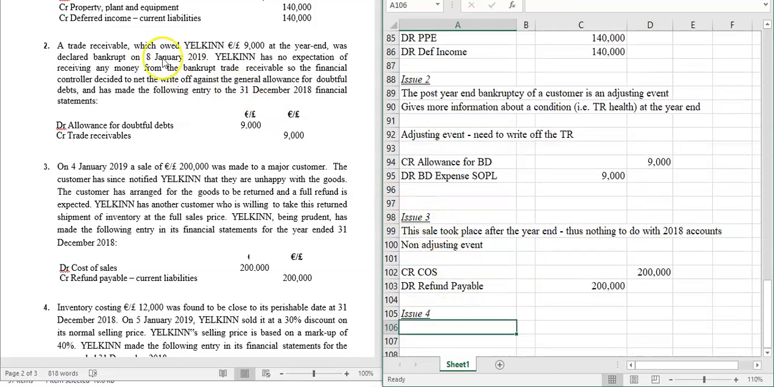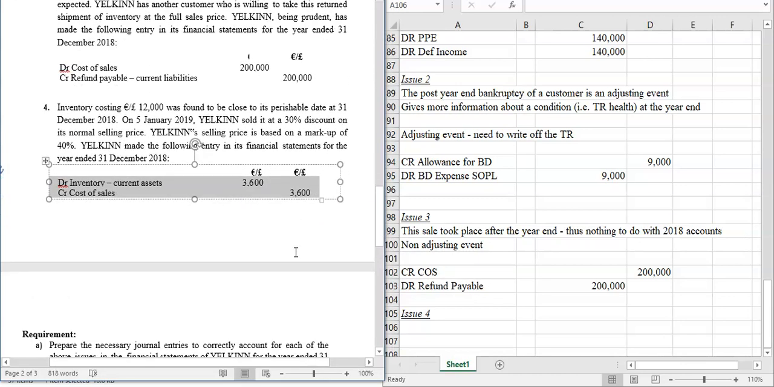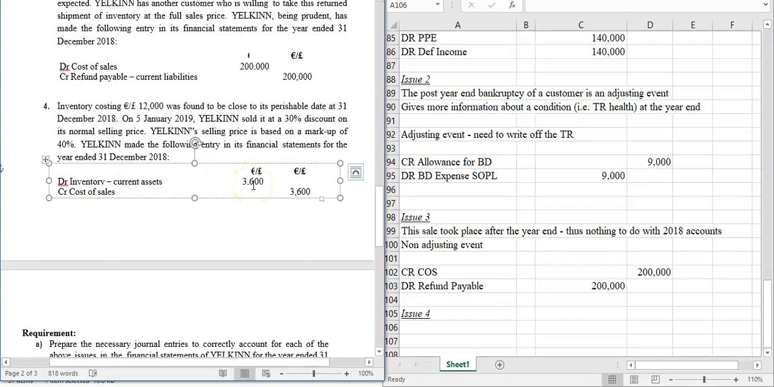And this is the one I mentioned earlier, which is similar enough in concept to issue 2. Inventory costing 12,000 was found to be close to perishable date at the 31st December. And 5 days after the year end, in that IAS 10 period, it was sold at a discount of 30% on its normal selling price. Its normal selling price is based on a markup of 40%. And what they've done is they've debited inventory and credited cost of sales 3.6. So they've increased inventory, recognized at 3.6, and they have credited cost of sales, which again is reducing cost of sales. So we're saying that doesn't really look to be the right answer.